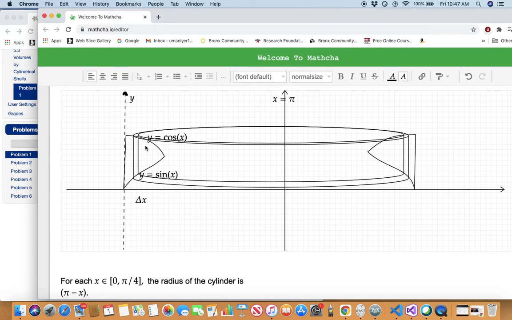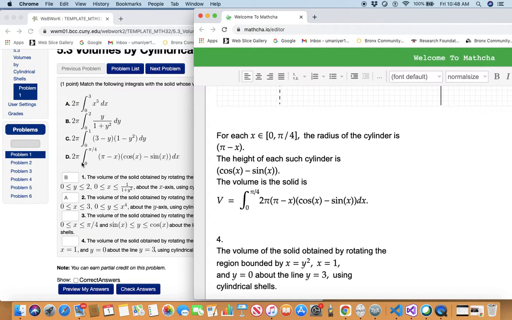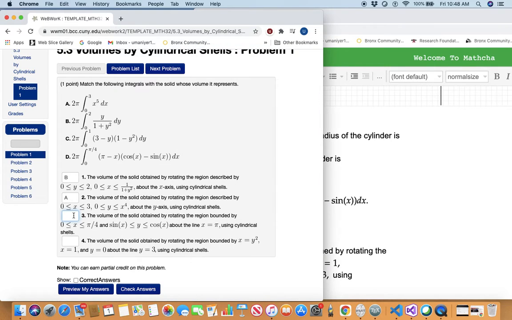So height is higher y coordinate minus lower y coordinate. Radius, mind you, I'm not measuring from here. I have to measure from here. So you keep going until you hit your curve, right? Your point for which you are looking at the cylindrical shell. So if that's the x coordinate, radius is all of pi minus x coordinate. So that's the expression for the volume. So this is, here we go, D. Okay, third one is a D.